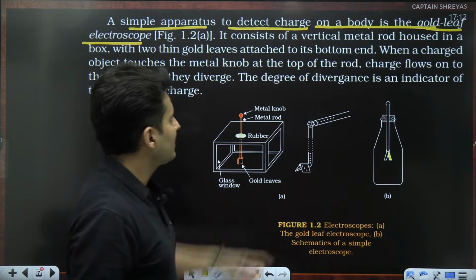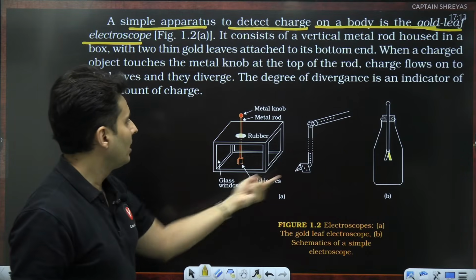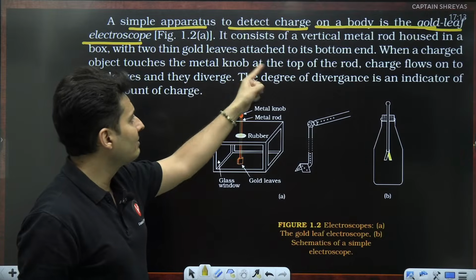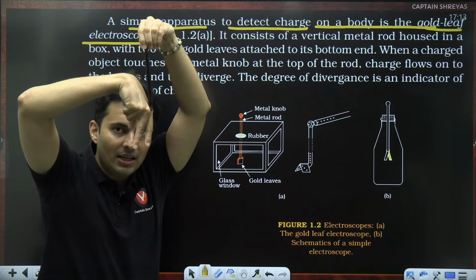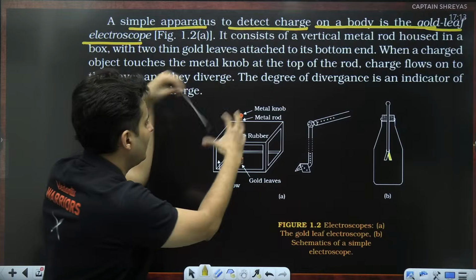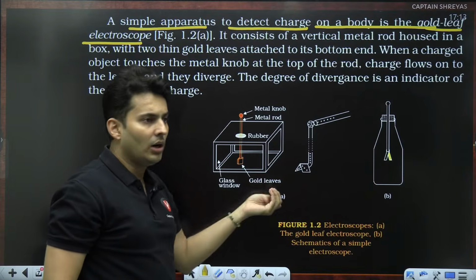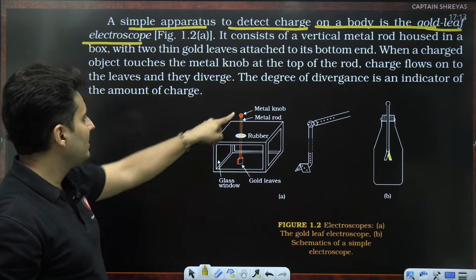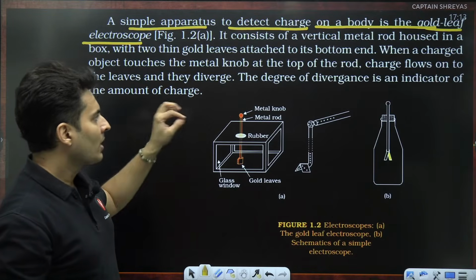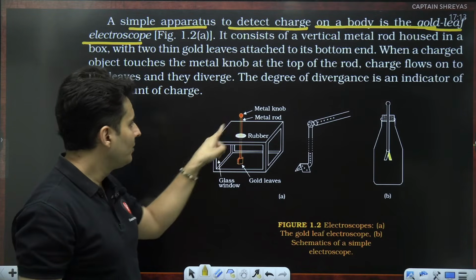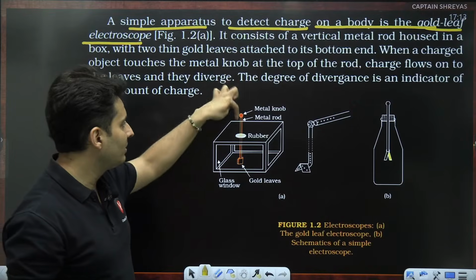What it consists of is a metal rod in a box. You can see that orange thing is a metal rod in a box with two thin leaves attached at the bottom end. Imagine this is a rod and there are two leaves, like plant leaves, at the bottom. All of this setup is inside a box filled with insulation, and there is nothing which can conduct out or inside that rod. There is a small point of contact on the top end of the rod, also called the metal knob, through which the charges can enter or exit, because everything else is insulating.